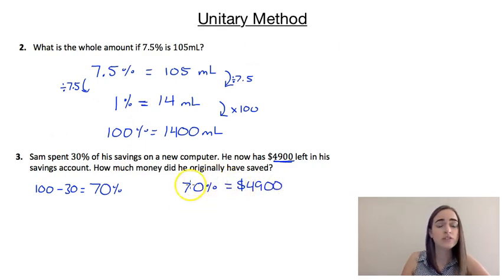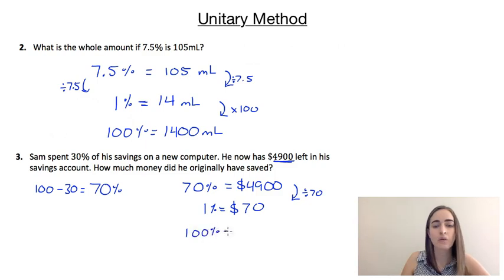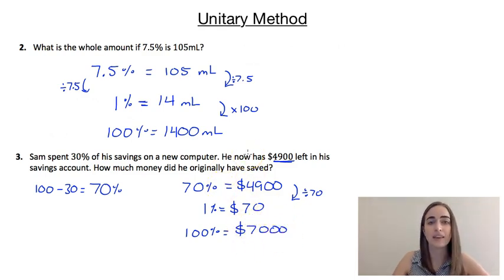So now we can use the unitary method. So we can break that down to figure out what 1% is. And to do that, we'd have to divide by 70. So 4,900 divided by 70 would give us 70. And then if we build that back up to figure out 100%, that would give us $7,000. So that's telling us that originally he had $7,000 in his bank account. So that's having a look at the unitary method.